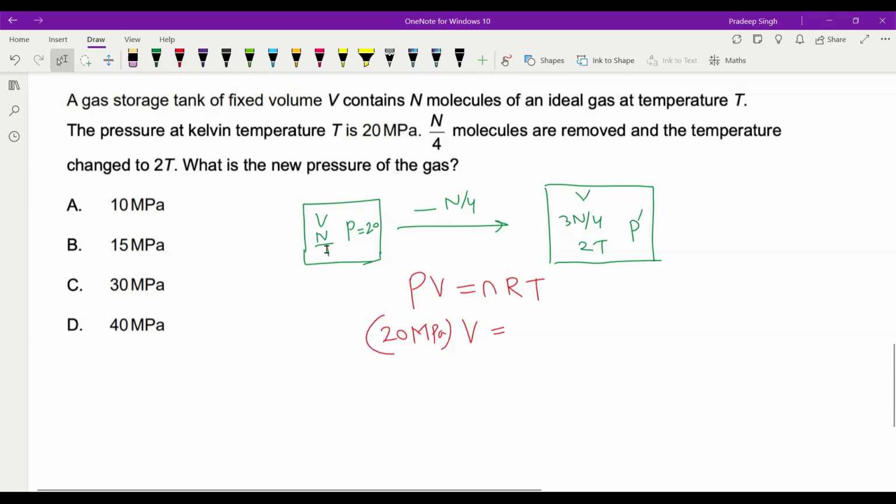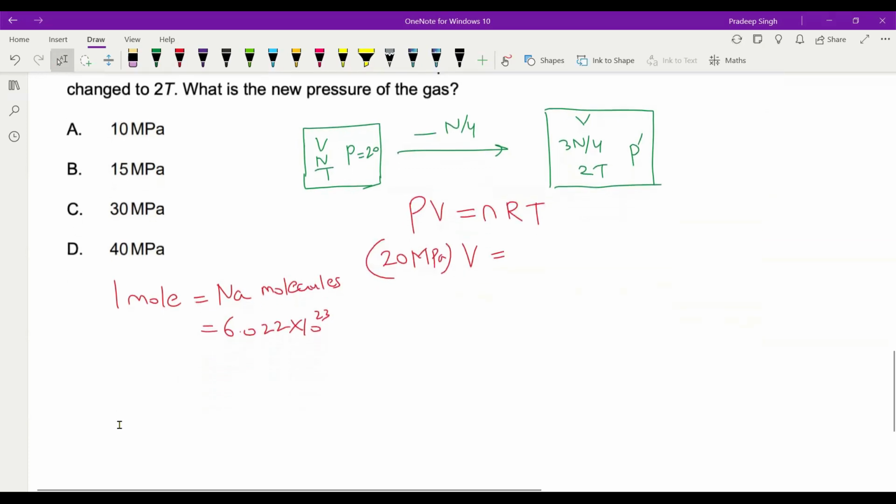In the question, we have been given capital N, that's the number of molecules. And remember, 1 mole has Avogadro number of molecules, Na, which is 6.022 into 10 to the power 23. Remember, 1 mole of any gas has Avogadro's number of molecules. So this is Na number of molecules. And if in any question it's given, let's say a particular gas has N number of molecules, let's say capital N molecules is given to us, how do we find the number of moles?